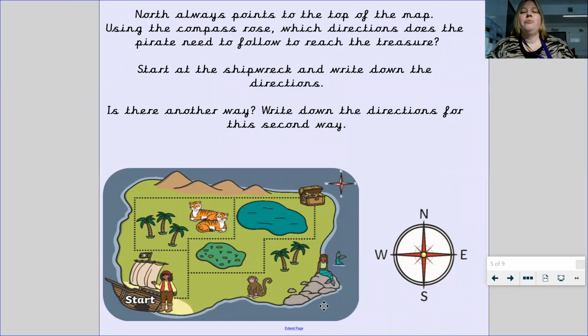Did you find a different way to me? Let's have a look. So he could also go east, north, east, north, east, north. So that's 2 ways that he could travel to the treasure chest.